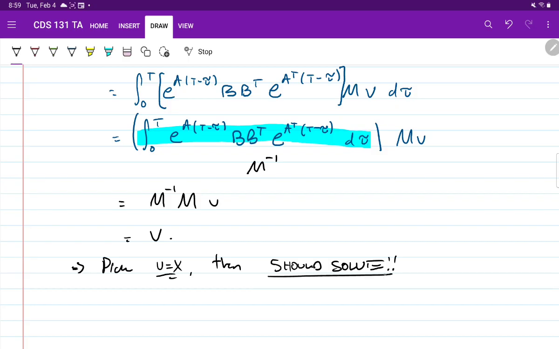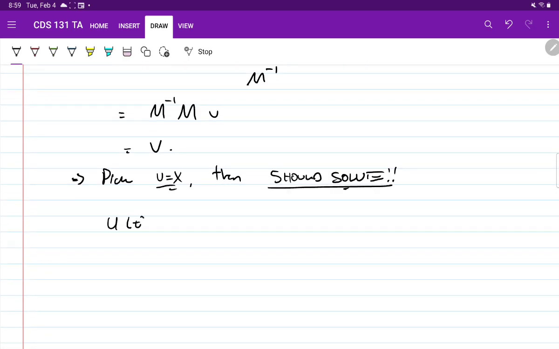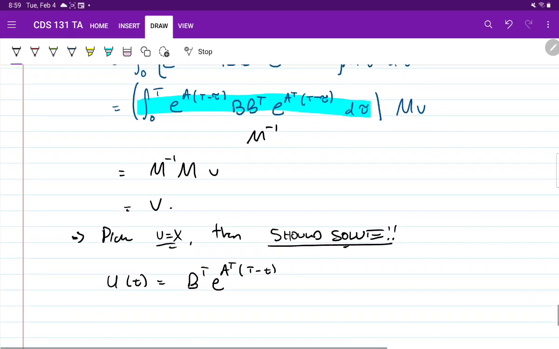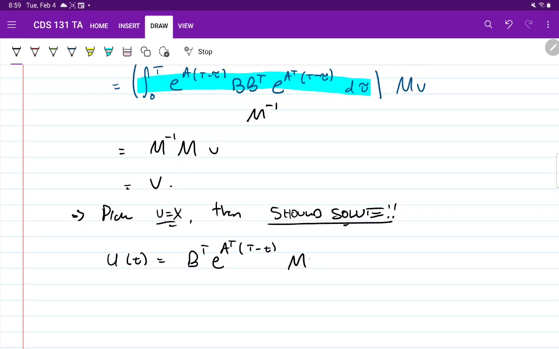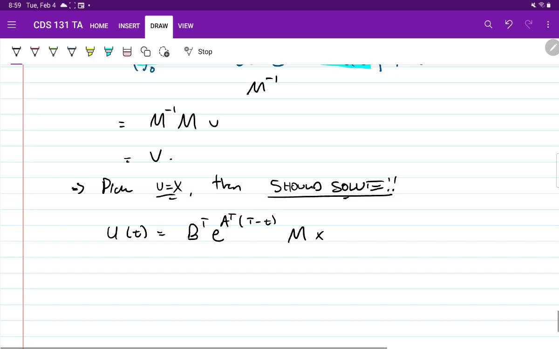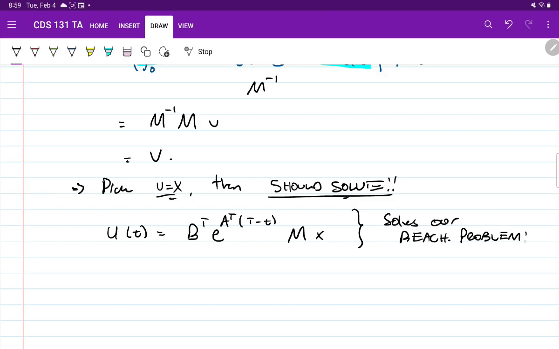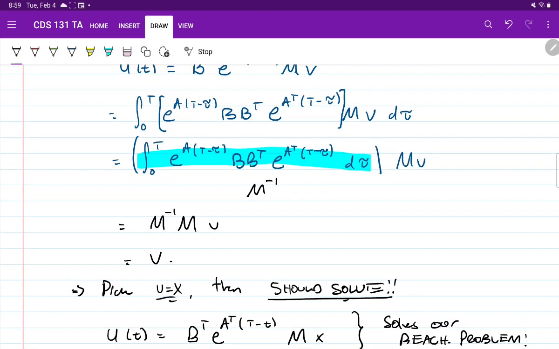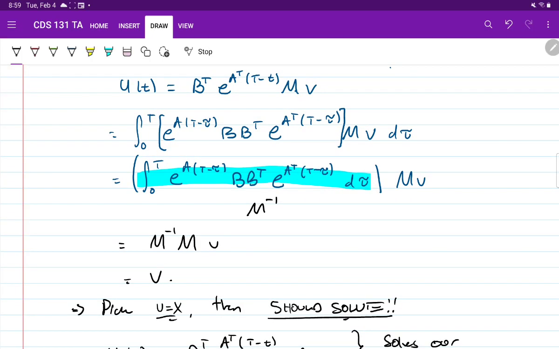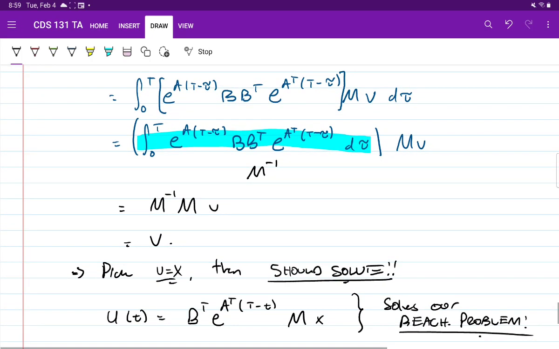Okay? So what we've sketched out here is that if we pick this input of the form u of t equals b transpose e to the a transpose (t minus t) multiplied by m times x, where m inverse is this matrix that I highlighted up here, then we get to our goal. So this solves our reachability problem. But this whole thing hinges on this special matrix m being invertible. If we don't have this, then this whole thing is going to fall apart.